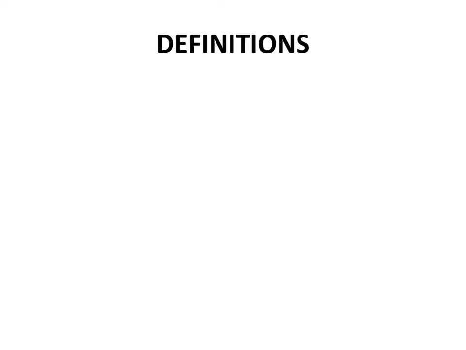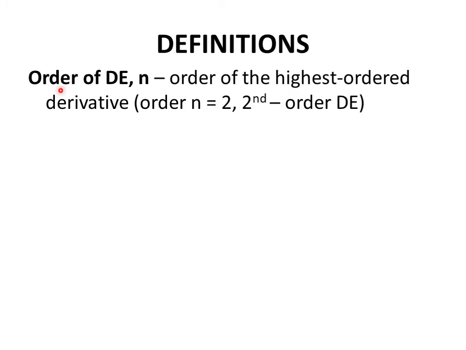Now we have to learn the definitions of the following terms. First, we have order of differential equation, which is represented by small n. This is the order of the highest ordered derivative. For example, we have here y double prime plus 7 times y prime raised to the exponent 3 minus 8y is equal to 0.